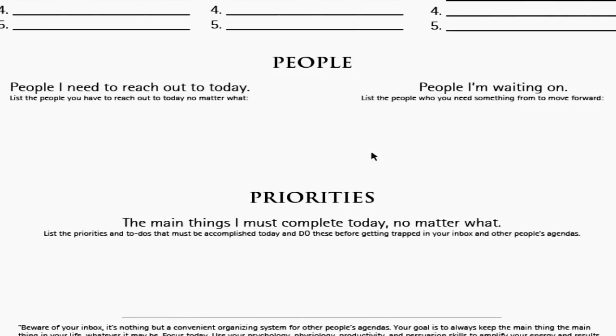The next section is the people section. This section is divided into 2 groups: people I need to reach out to today, which is a list of people you have to reach out to no matter what, and then people I'm waiting on. This is a list of people you need something from to move forward. So first of all, let's have a look at the people I need to reach out to today.